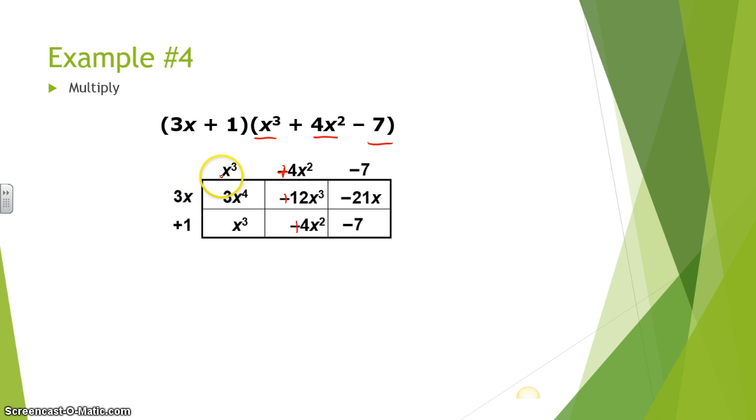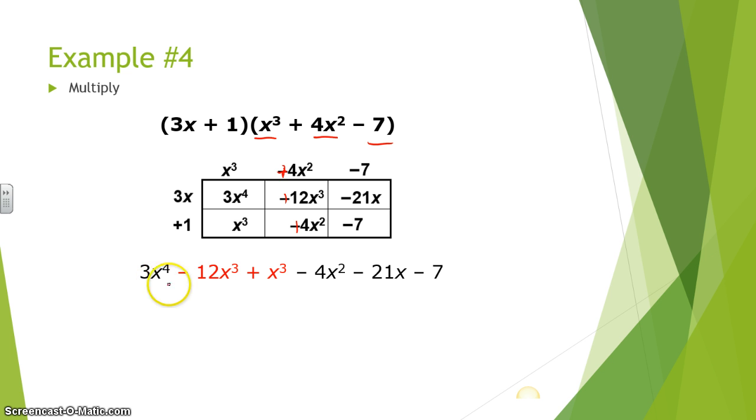So we have 3x times x to the third gives me 3x to the fourth. 3x times 4x squared is going to give me a positive 12x to the third. 3x times negative 7 gives me negative 21x. Then I'm going to multiply 1 times x to the third to get x to the third. 1 times 4x squared is going to give me 4x squared. 1 times negative 7 is negative 7.